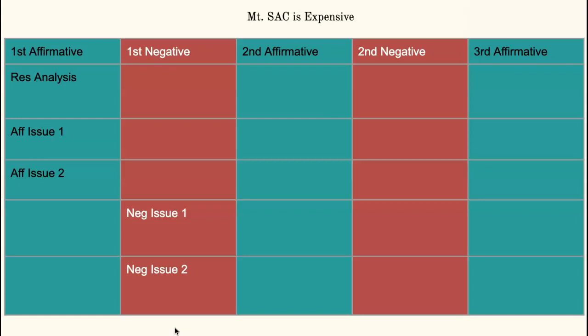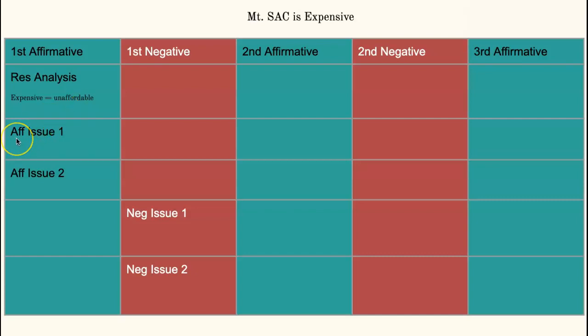And so imagine, again, we're debating Mount Sac is expensive. The affirmative debater would be arguing, yes, that's correct, Mount Sac is expensive. And they'd start off with an introduction, and then their first main issue is resolutional analysis. And I would say the only key word in here is probably the word expensive. What does that mean? I would say in this debate, expensive means to be unaffordable, that it simply is too expensive for a lot of people to attend.